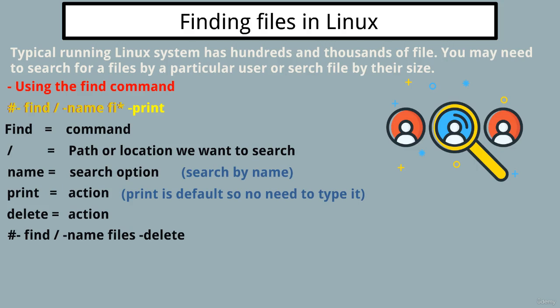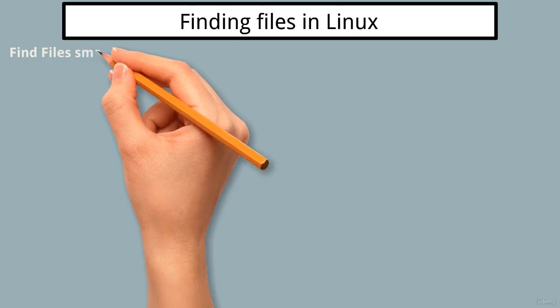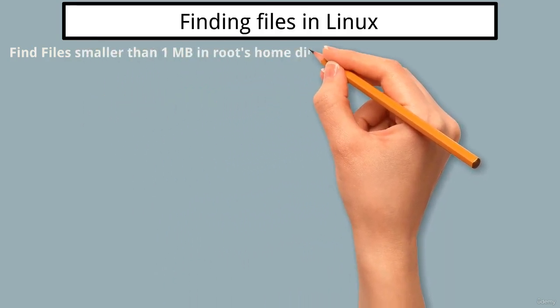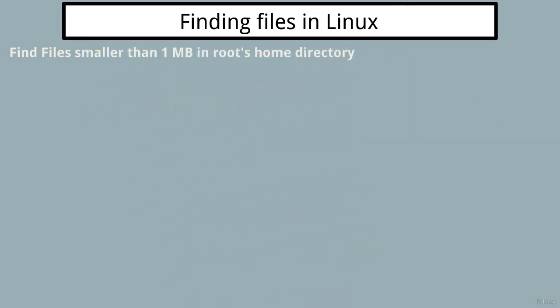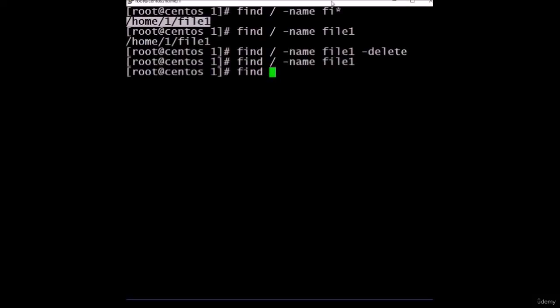Another cool feature of the find command is that you can find files by certain sizes. Let's say you were looking for files smaller than 1 MB in root's home directory, or anything under slash. Let's run this command. Find slash. This time instead of name we will use size. So we're finding everything under root by size, and now we have to provide it a size.